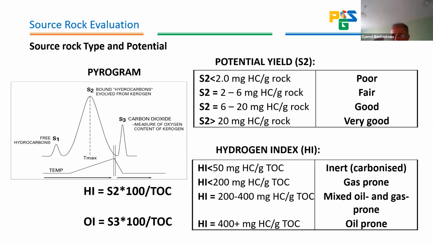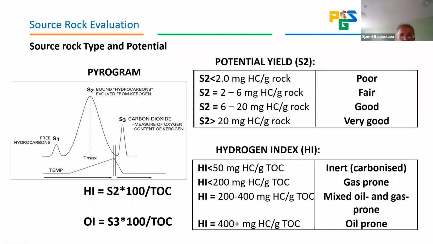So Rock-Eval pyrolysis will give you, as you can see here, a pyrogram, which is composed of 3 main peaks. So there are 4 parameters in total. You have the peak S1, which represents the free hydrocarbons, which are already generated from the kerogen in the source rock, but are still in the source rock itself. And you have the peak S2, which is actually the source rock potential. So that is the potential of your rock.